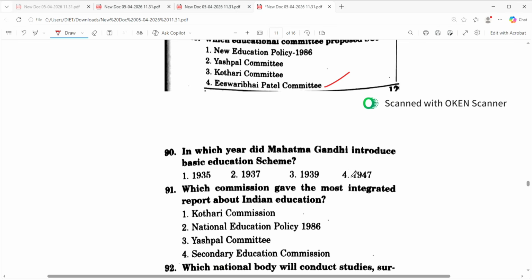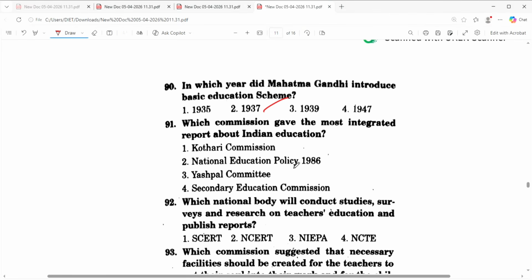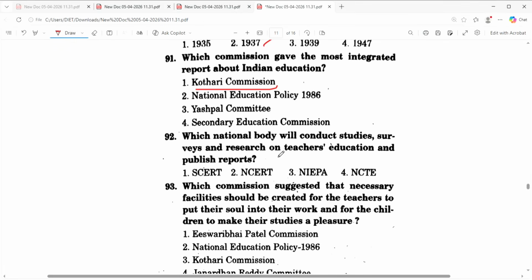In which year did Mahatma Gandhi introduce the basic education system? Already we did that one. It is 1937. Which commission gave the most integrated report about Indian education? It was the Kothari Commission which gave a clear integrated report.